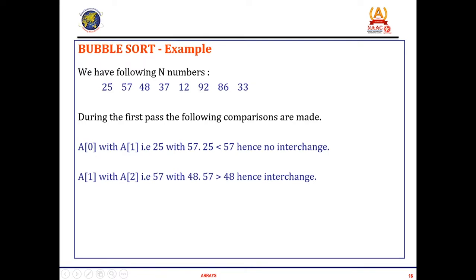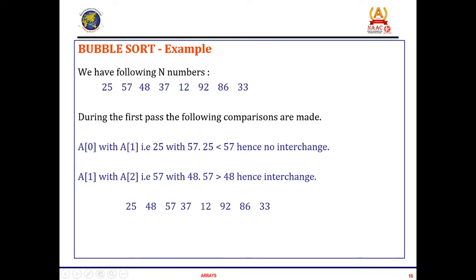57 is greater than 48 and hence you swap it. You interchange it. So when you interchange 57 with 48, you will get the elements like this. You have 25, 48, 57 and so on. You see the 57 is now shifted towards right by 1 and 48 takes place of 57.